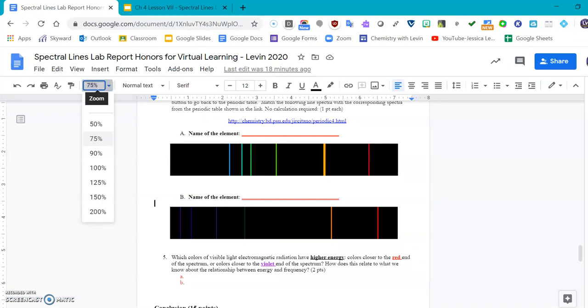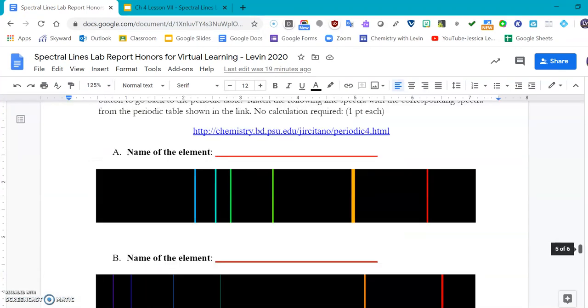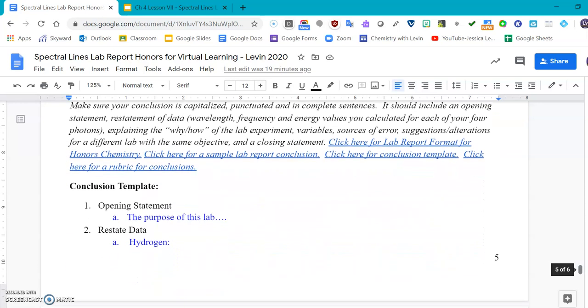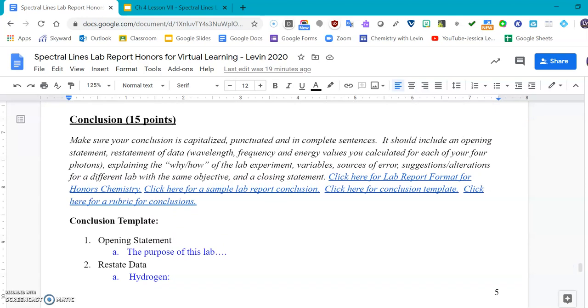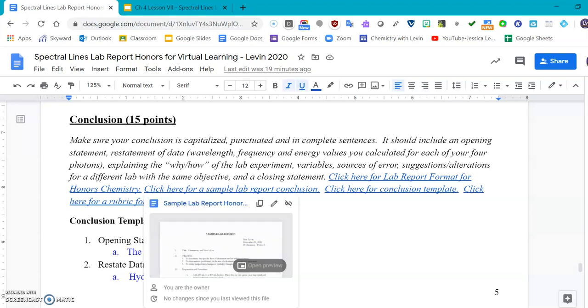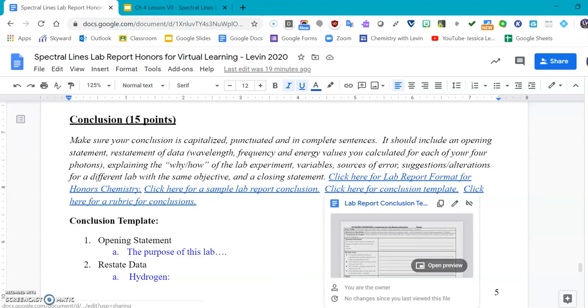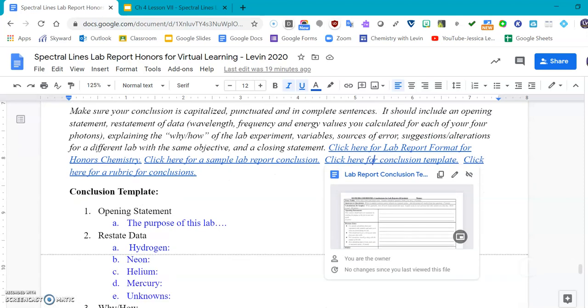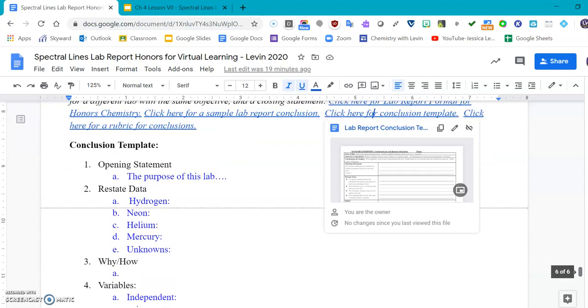Okay, and then lastly, you will see that you are expected to answer who has the higher energy, the red or the violet end of the spectrum, and what do we know about energy and frequency. And then you are expected to write your first conclusion. Okay, I have lots of format options for you to look at, but I'll go over this in class with you as well. A sample conclusion as well as a sample lab report conclusion, which I outlined for you, where you are answering specifically what the purpose of the lab is going to be.